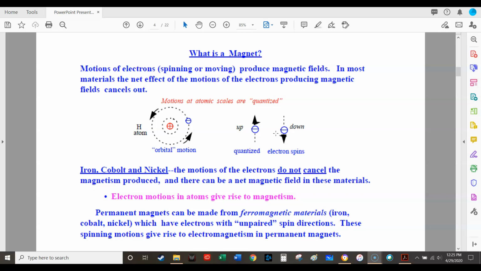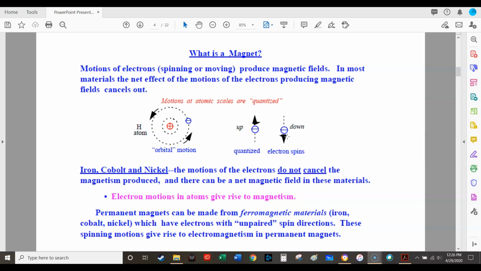So the motion of these electrons is called quantized, right? And so if you have paired electrons in an atom, one is spin up, one is spin down, then that net spin is going to be zero, right? A counterclockwise spin is up, a clockwise spin is down. So when you add those two things up, one's positive, one's negative, it's going to have a net spin of zero, right?